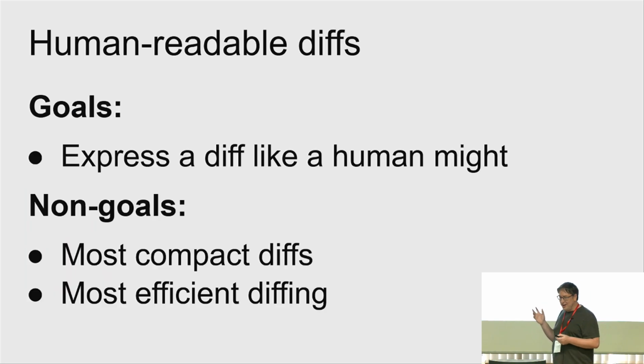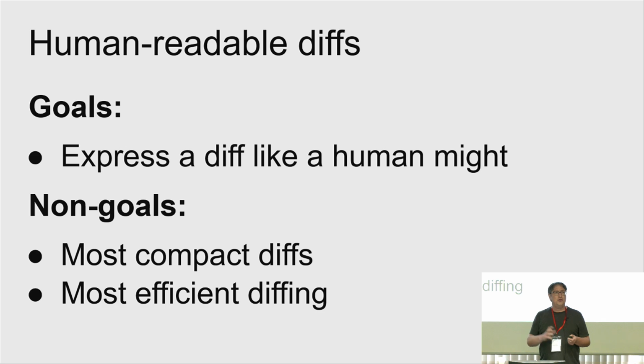We want human-readable diffs. You want diffs that are a bit like how a human would actually express it. They wouldn't say, oh, well, I threw away the old document and I wrote a whole new document and it's entirely different. They would say, I added this C element, right?